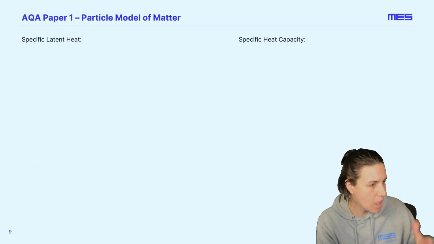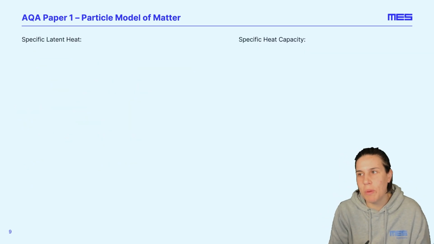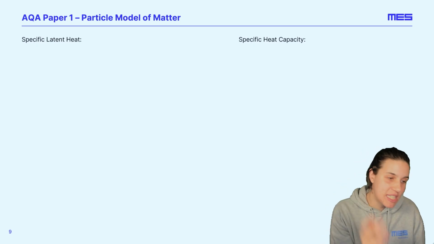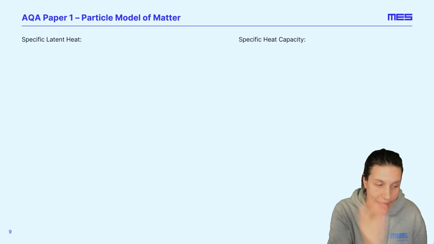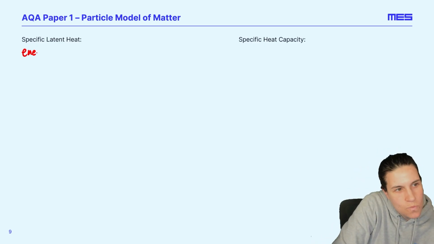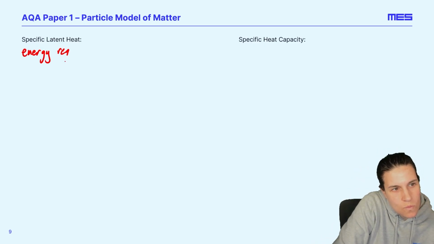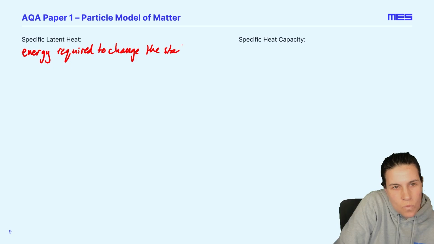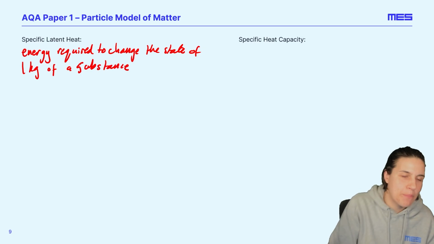But if you're asked about gas pressure and temperature, that is the way you're going to talk about it. Okay, the final thing we need to talk about for topic 3 is specific latent heat and specific heat capacity. There are specific definitions you need to know, so let's just make sure we've got them down. So specific latent heat is the energy required to change the state of 1 kilogram of a substance without changing the temperature.